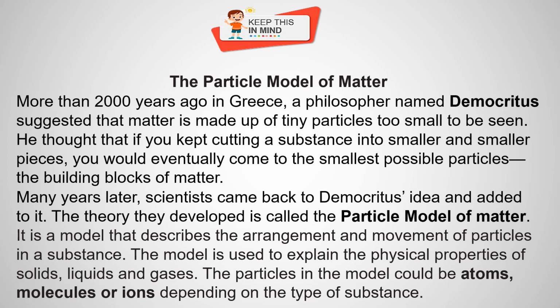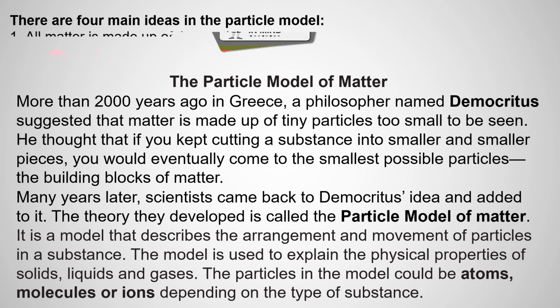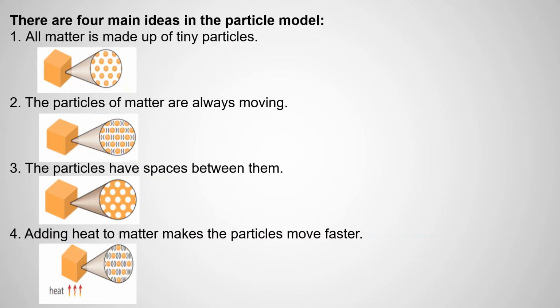It is a model that describes the arrangement and movement of particles in a substance. The model is used to explain the physical properties of solids, liquids, and gases. The particles in the model could be atoms, molecules, or ions, depending on the type of substance. There are 4 main ideas in the particle model, as you can see on our screen.